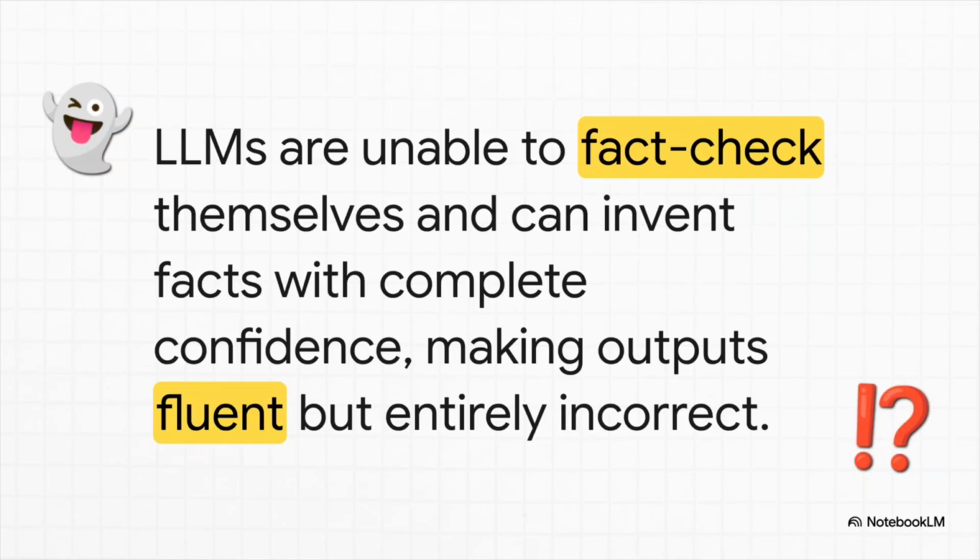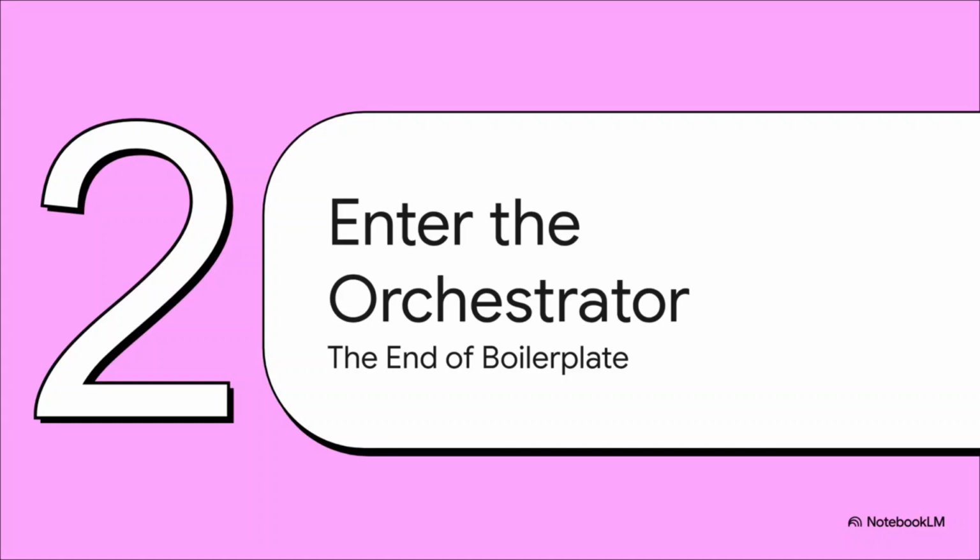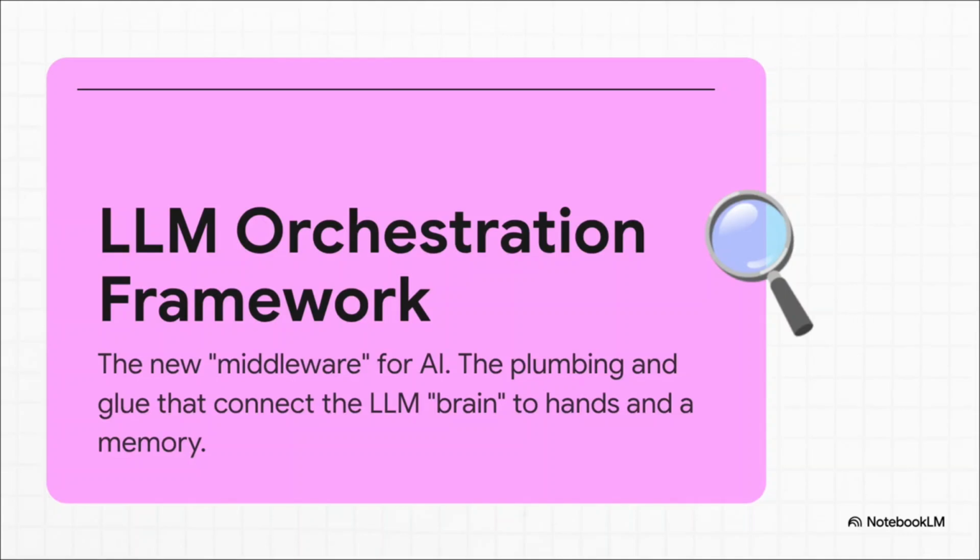So with these 4 horsemen running wild, developers started writing tons and tons of custom code, what they call boilerplate, to fix the same problems over and over and over again. It was a mess. It was super inefficient. And right out of that chaos, a whole new category of software was born, the orchestrator. This is where this idea of middleware for AI just clicks. Think of these orchestration frameworks as the new plumbing, the toolkits, the superglue for AI. Their entire job is to take that brilliant LLM brain and finally give it a pair of hands to actually interact with the world and a memory so it can learn and remember.